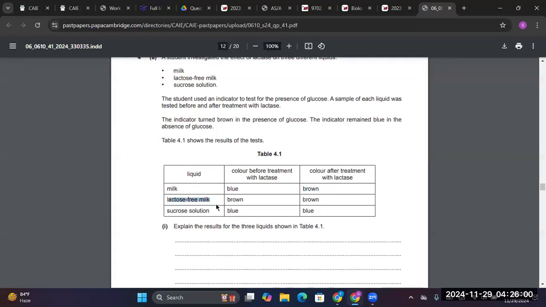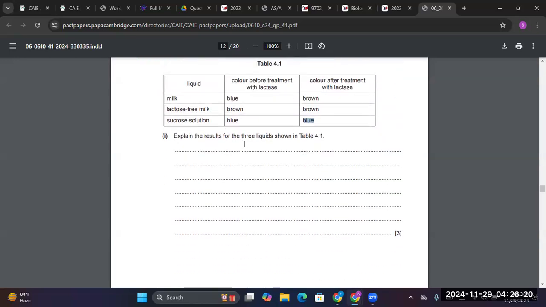In lactose-free milk, the solution was brown at the start, meaning that at the start it also had glucose and towards the end it also had glucose. In sucrose solution, there was blue at the start and blue at the end, meaning that there was no glucose whatsoever. Okay. Now, explain the results for the three liquids shown in table 4.1.